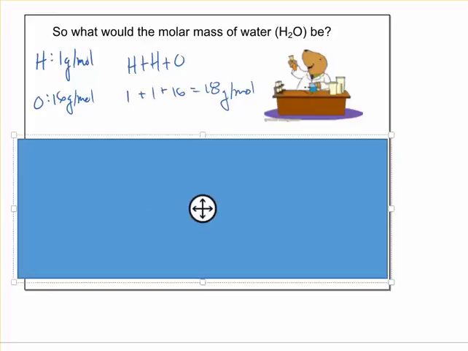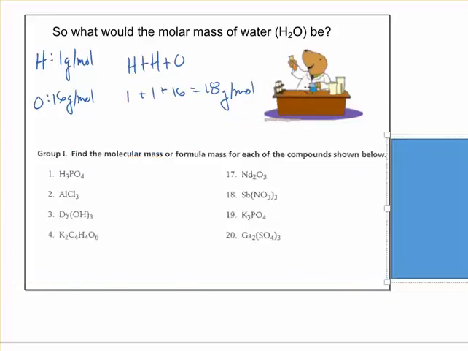At the end of this lecture, you'll have the opportunity to do some practice problems calculating molar masses for the compounds shown below. In each case, add up the molar mass of each of the atoms. If there's 3 hydrogens, you need 3 moles of hydrogen. If there's 4 oxygens, you need 4 moles of oxygen. Add up the molar mass of all those atoms, sum them together, and that's the molar mass of the compound.